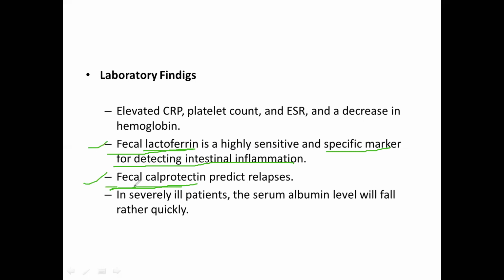This fecal calprotectin usually predicts relapses. Whenever there is a gut relapse, obviously there will be recruitment of neutrophils, and if there is recruitment of neutrophils, it will release calprotectin, and if there is increased fecal calprotectin, obviously it will predict the inflammation and its relapses.